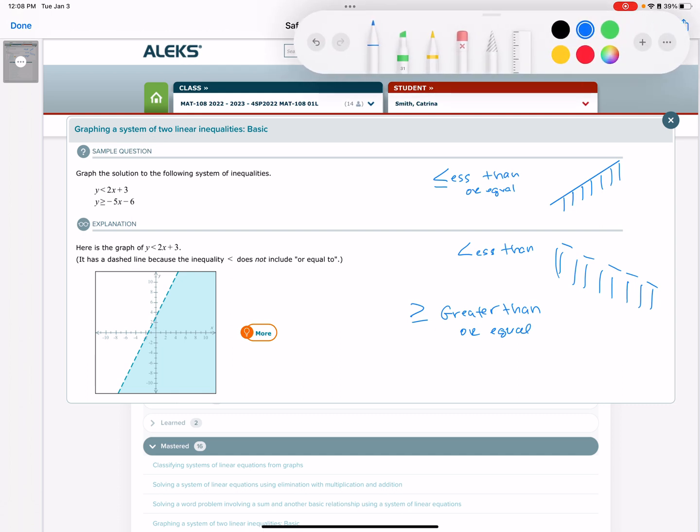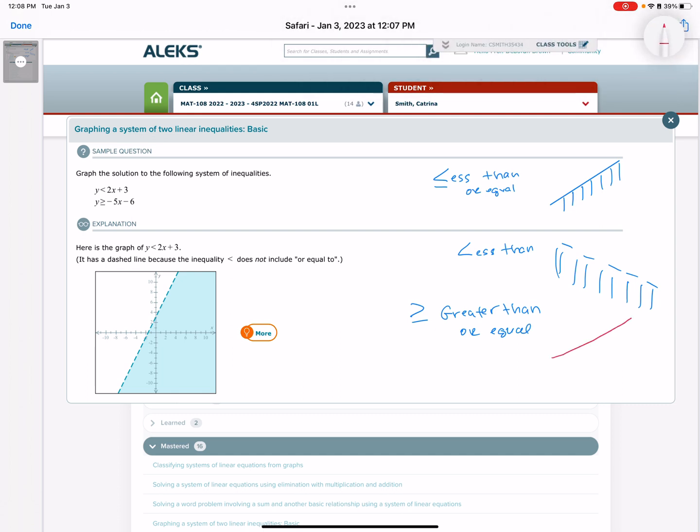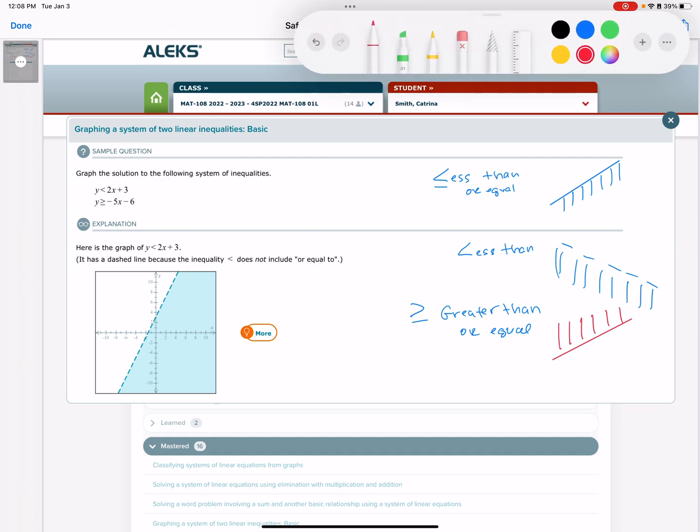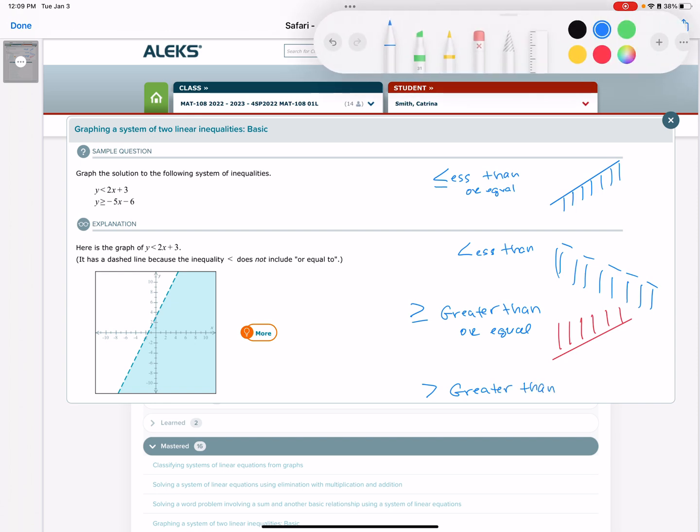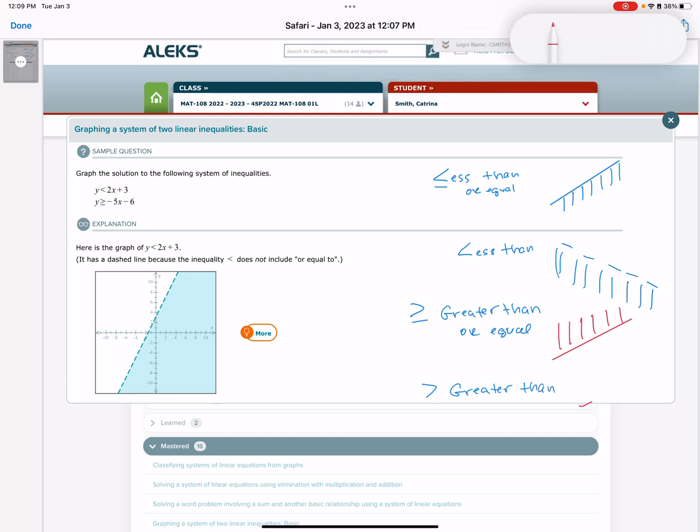Let me go ahead and just change colors. And it's going to be everything on the higher side of the line. The numbers are higher up here. And then just a greater than is going to be, let me just change it. It doesn't matter. Let's say it's like this. But where the higher numbers are, so on the higher side of the line. So that's how you know which side to shade.